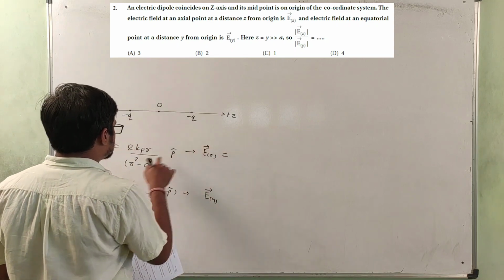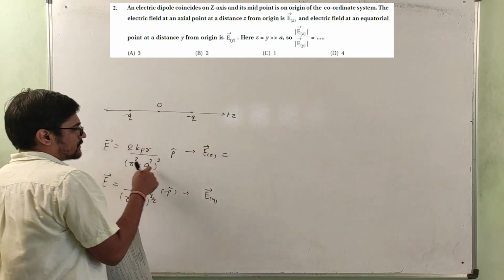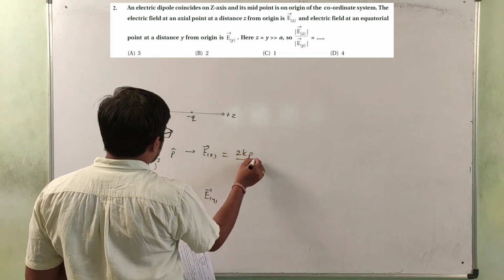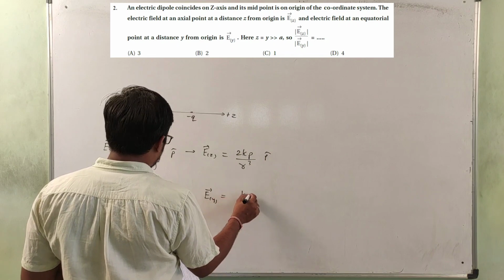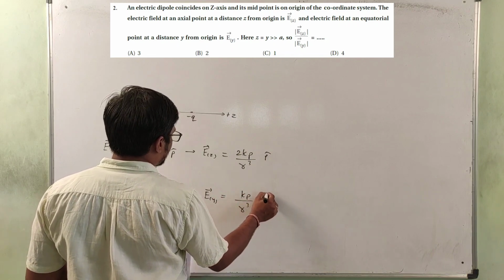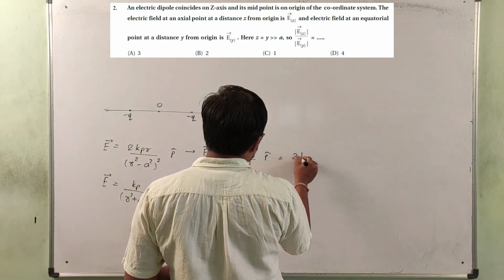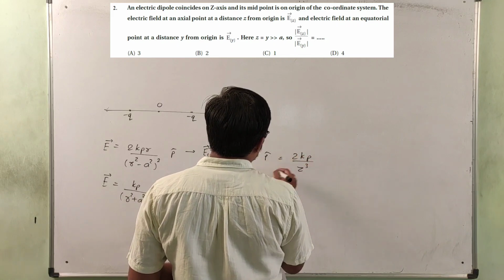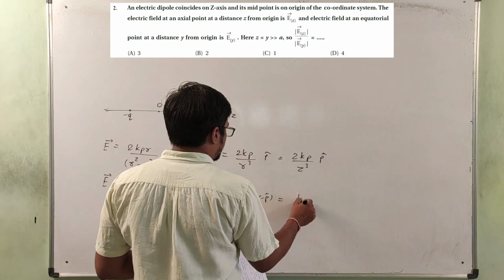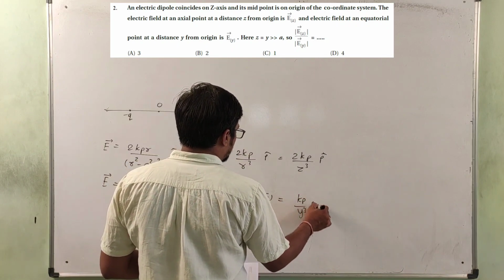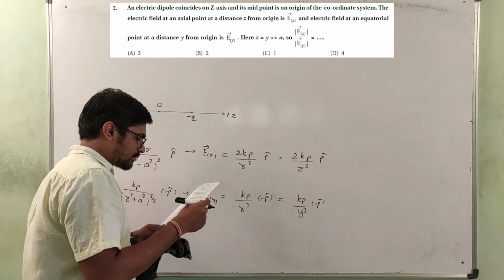So for a distance greater than a, this formula becomes 2kp divided by r cube p cap, and this formula becomes kp divided by r cube minus p cap. And here the distance is given z, so 2kp by z cube is the electric field on the axial point, and kp by y cube is the electric field on the equatorial point.